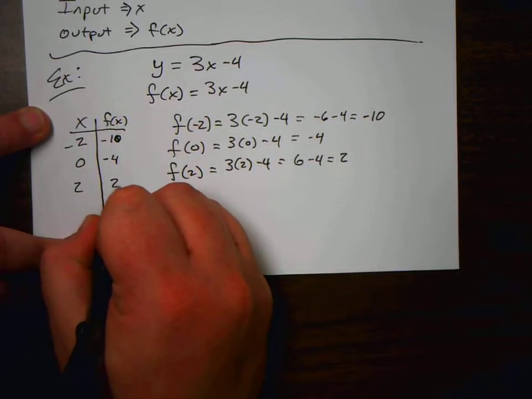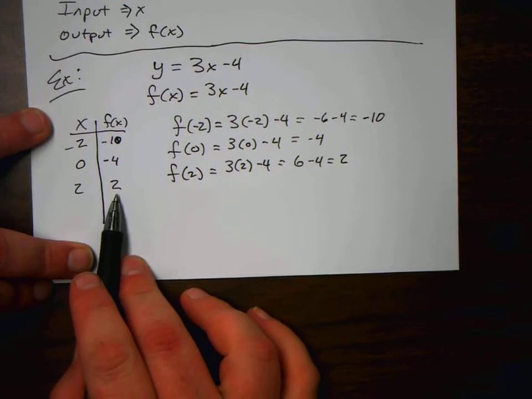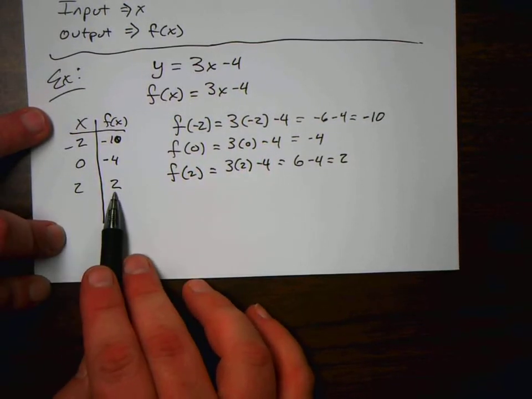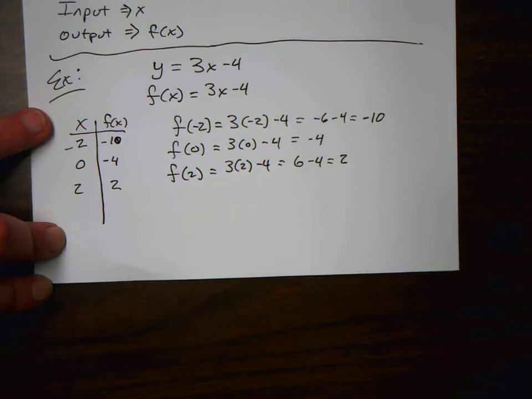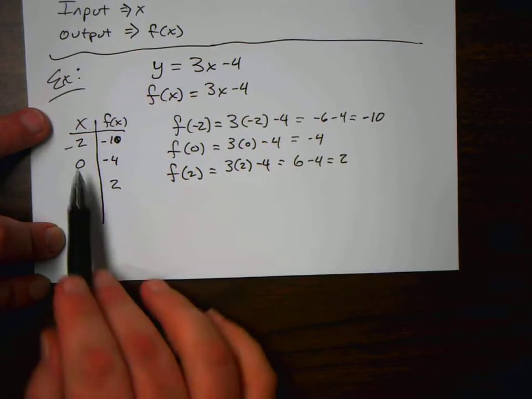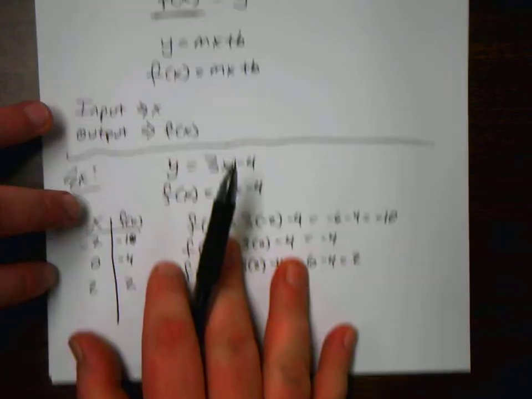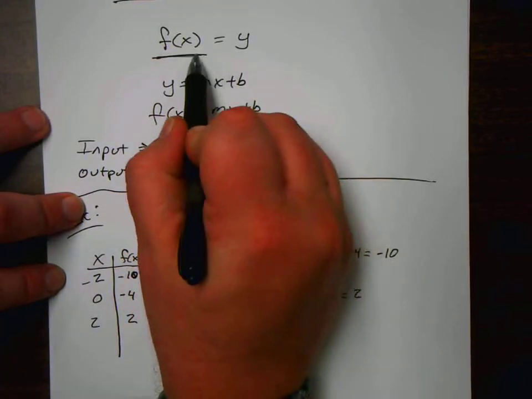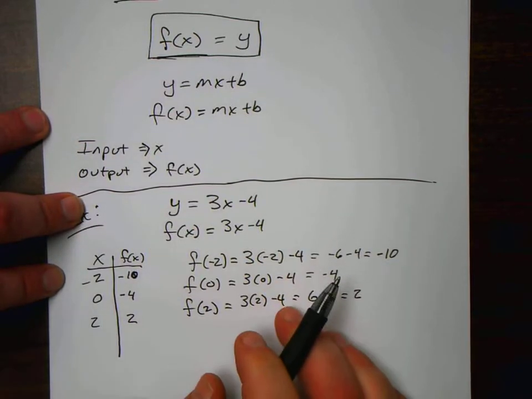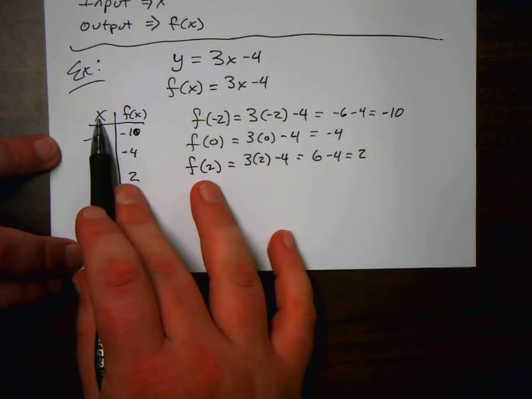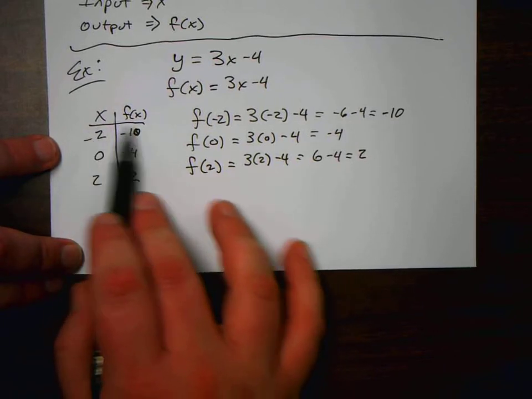So when I plug a 2 in, I get a 2 that comes back out. Again, when I plug a 2 in, I get a 2 that comes back out. Now these pairs here, remember, f of x is the same thing as y. So now we're looking at x and y values.